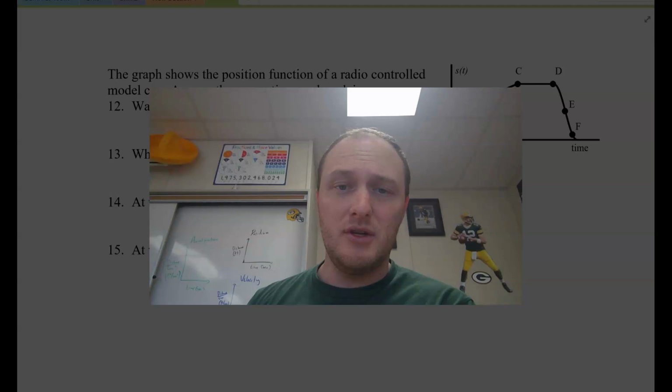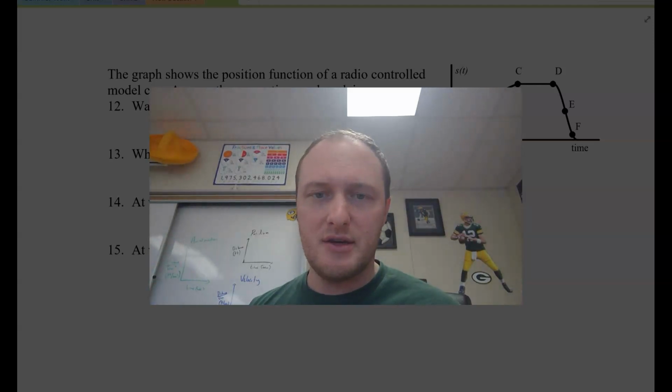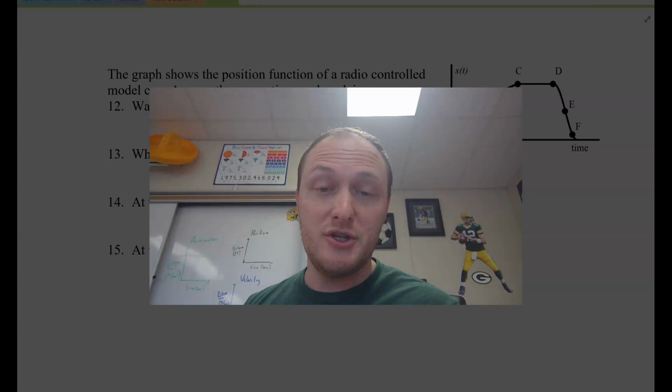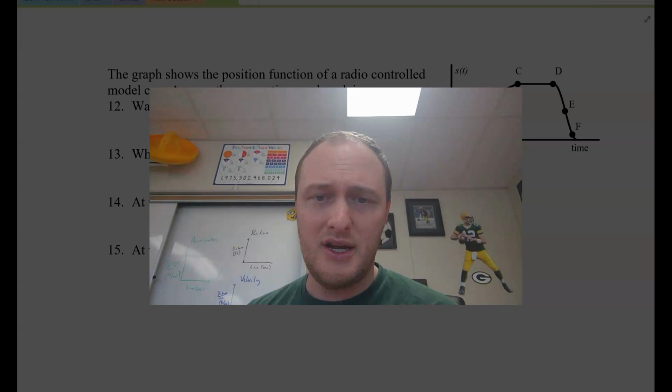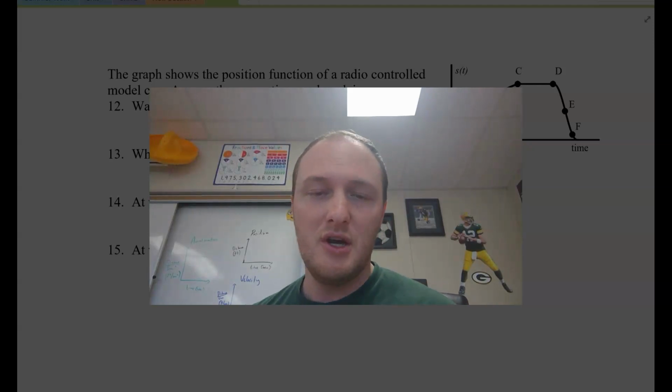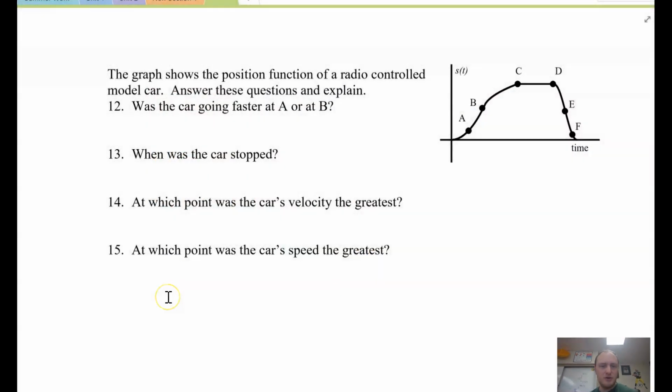This is the last video, part 3 of position, velocity and acceleration. In this video, we're going to look at a position graph, and then we're also going to consider a contextual problem and answer some questions about position, velocity, and acceleration. Okay, so without further ado, here is the graph, and it says this shows the position of a radio-controlled model car, and they just want us to answer some questions and explain.